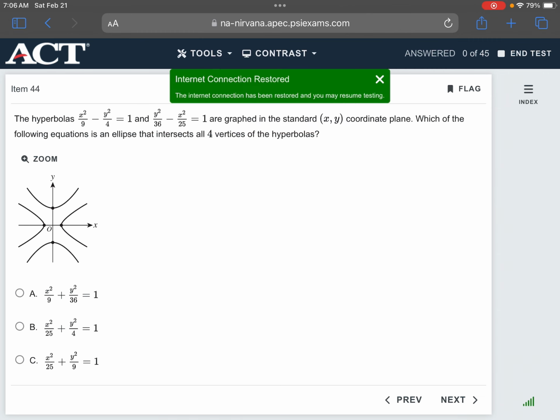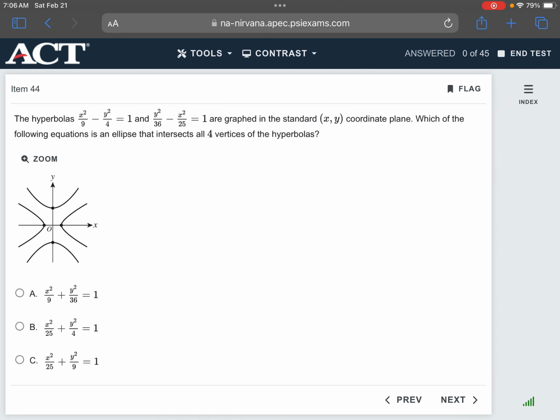All right, we have two hyperbolas, right? The hyperbolas, and there's their equation, and there's the other equation, are graphed in our standard XY coordinate plane. Which of the following is an ellipse that intersects all four vertices of the hyperbolas? All right, so first of all, the hyperbola's vertices are those places where it's got the dots. You can think of it like a vertex is kind of like the starting point of it. That's what those vertices are.